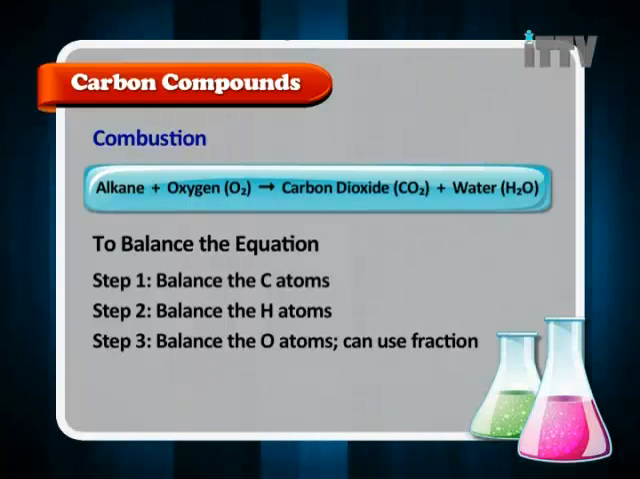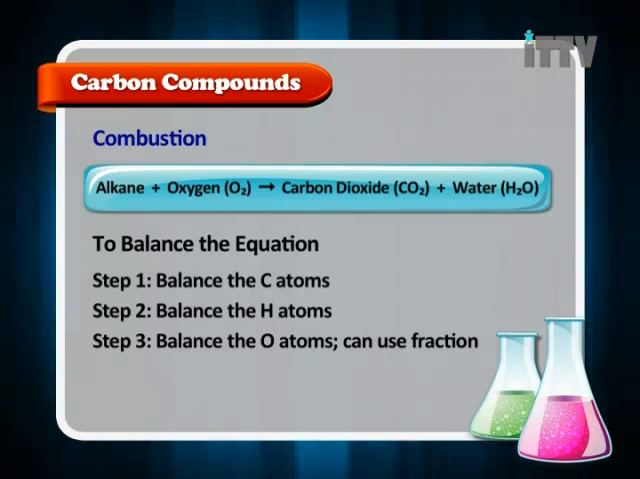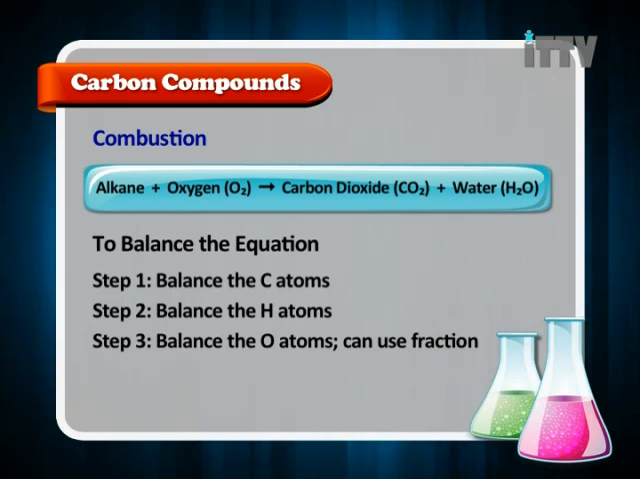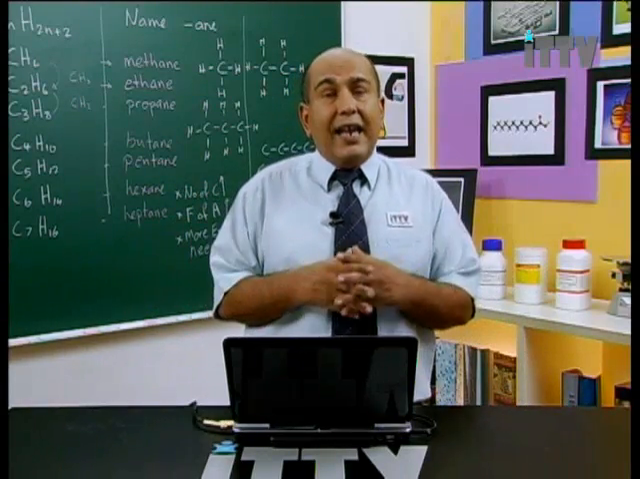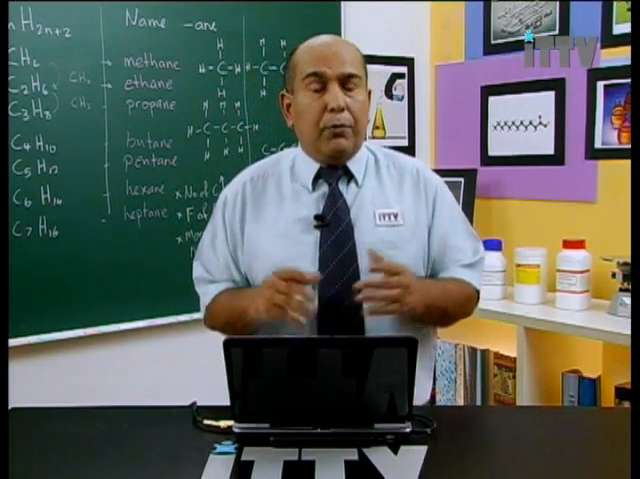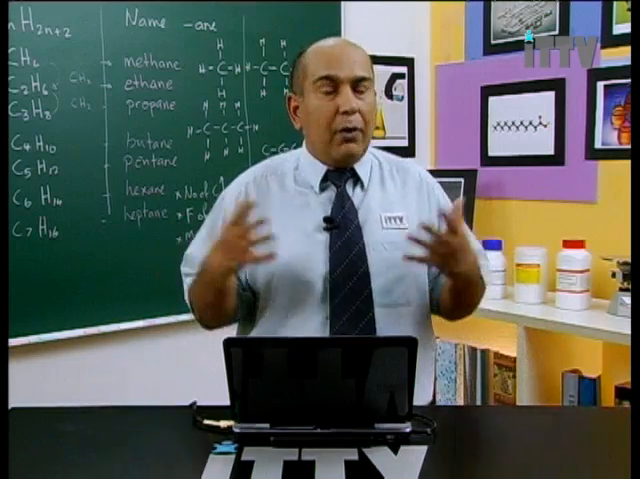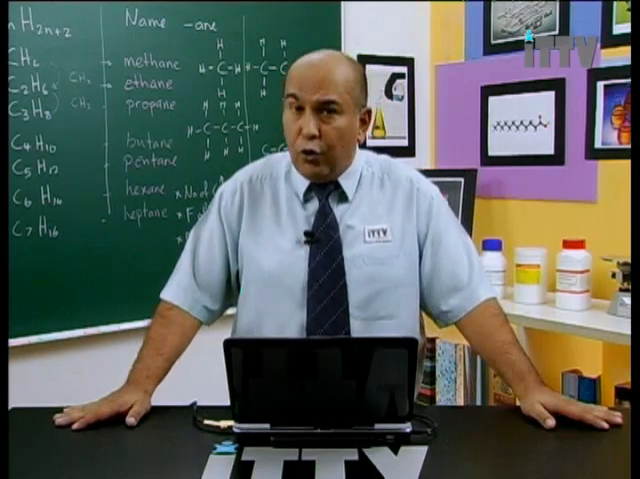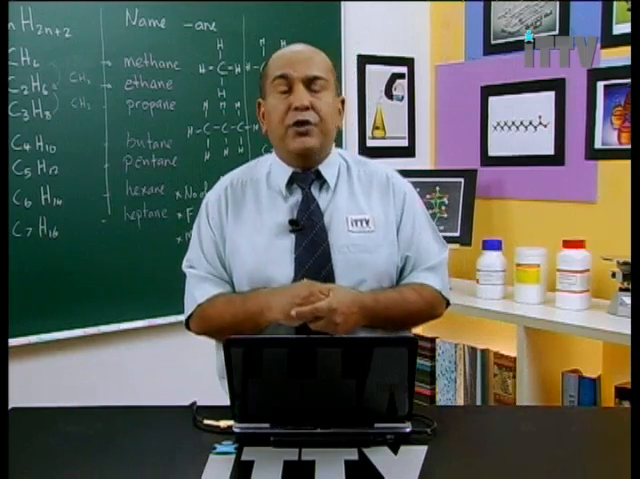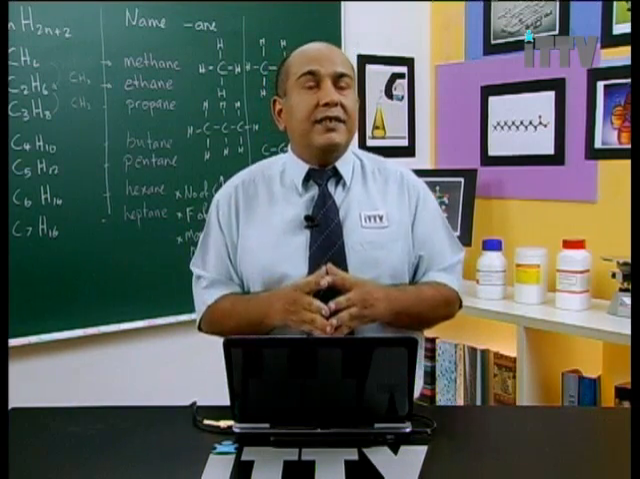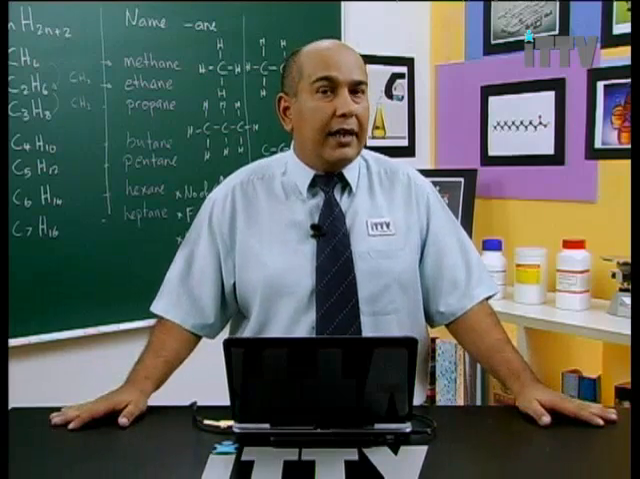Combustion. Alkane plus oxygen will produce carbon dioxide plus water. To balance the equation, balance the carbon atoms, balance the hydrogen atoms, and then balance the oxygen atoms. So our alkanes are actually very good fuels. Propane, butane we use in our lighters and for cooking gas at home. Octane is used for petroleum or the fuel that we put into cars. When they combust, they produce carbon dioxide and water.